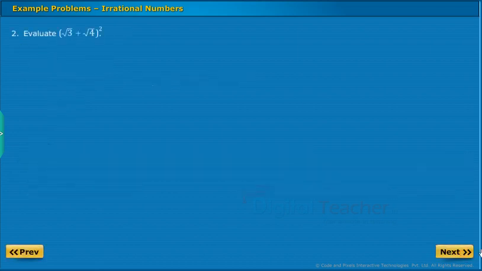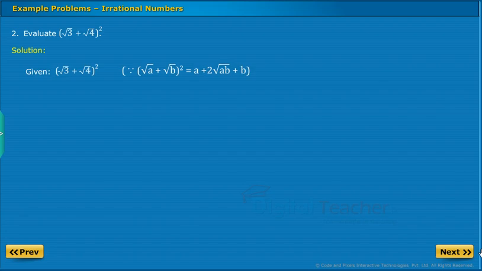Evaluate root 3 plus root 4 whole square. Solution: given, as it is of the form root a plus root b whole square, which is equal to a plus 2 root ab plus b. By further solving, we get root 3 whole square plus 2 into root 3 into root 4 plus root 4 whole square, which is equal to 3 plus 2 root 12 plus 4, in turn equal to 7 plus 2 root 12.